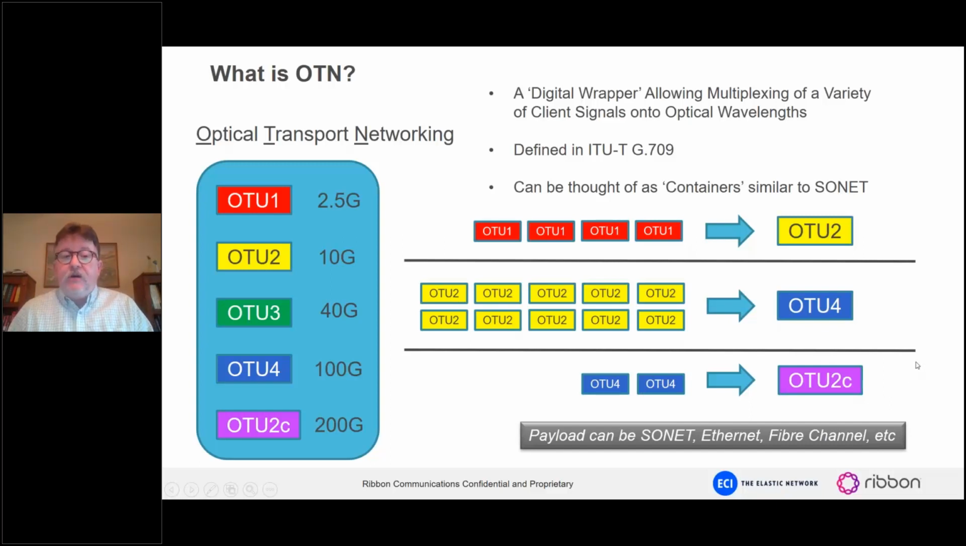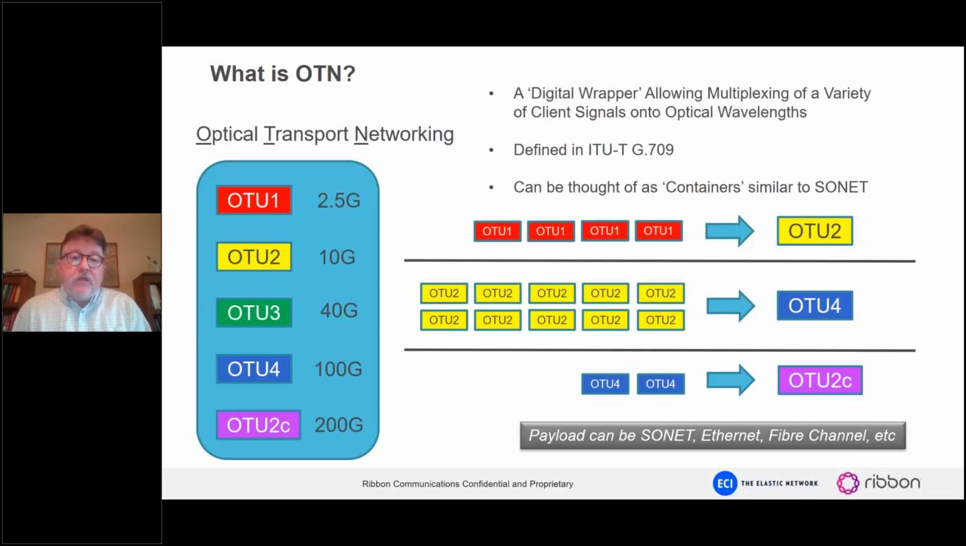So it lends itself very well to multiplexing various types of data together. It can be SONET, it can be Ethernet of various sizes. We can do fiber channel. There are video signals we can put in these. They're really very flexible, just like my analogy, like a shipping container. So you pack them full, and then you can build these larger containers, OTU2, OTU4, OTU2C.